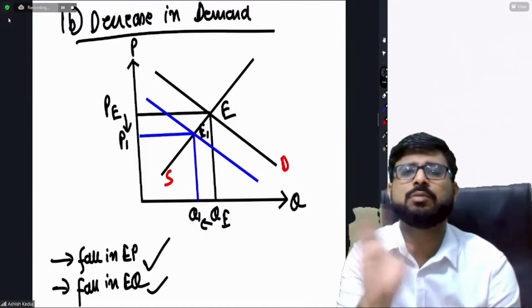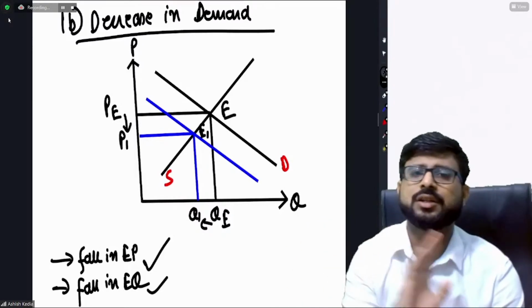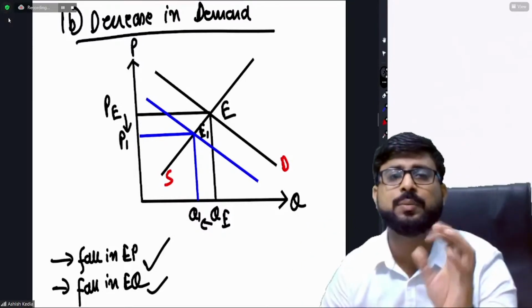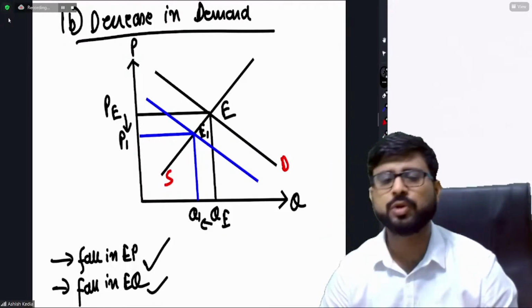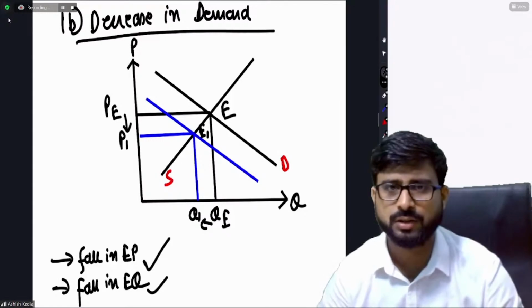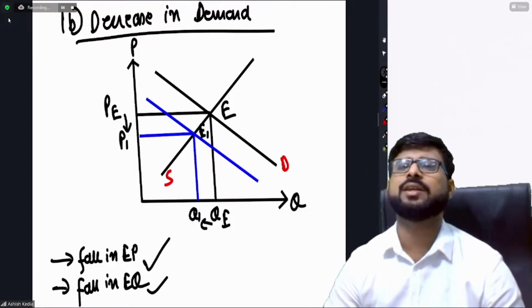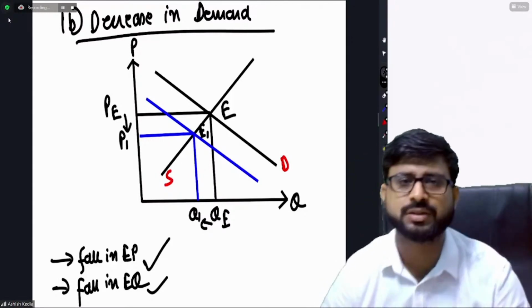There is nothing called break-even point here. In this chapter, there is nothing called break-even point, only equilibrium point. Don't use words which I am not using. Whenever break-even point has to be discussed, I will discuss it.